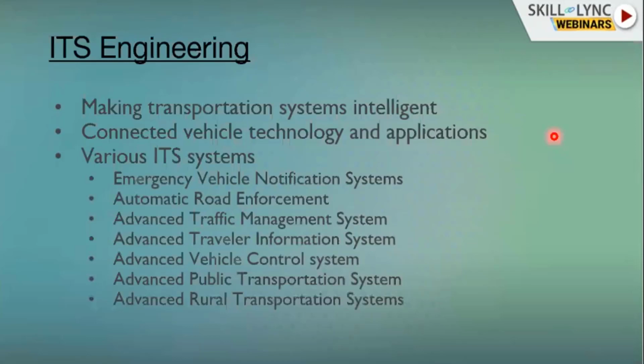In the last 10 odd years, we've started to catch up on these, and some of them are emergency vehicle notification systems. I've seen in the US how this works: every time a road is closed, you get a notification miles ahead. There are variable message sign boards which tell you that this road is closed, you have to take a diversion, and this is the diversion. All those things are already in place over there. In India, to some extent, it's coming up now.